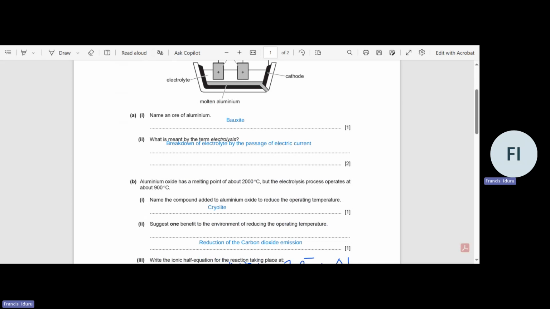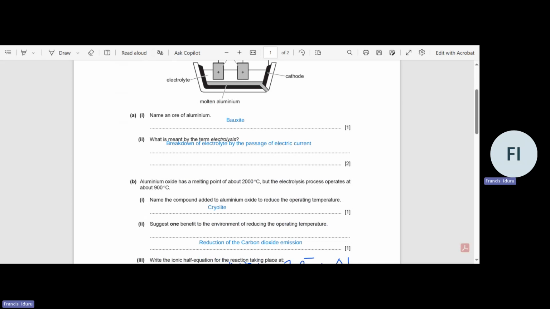B, aluminium oxide has a melting point of about 2000 degrees Celsius, but the electrolysis process operates at about 900 degrees Celsius. Name the compound added to aluminium oxide to reduce the operating temperature. The compound is cryolite. Cryolite has a chemical formula of Na3AlF6, trisodium aluminium hexafluoride.